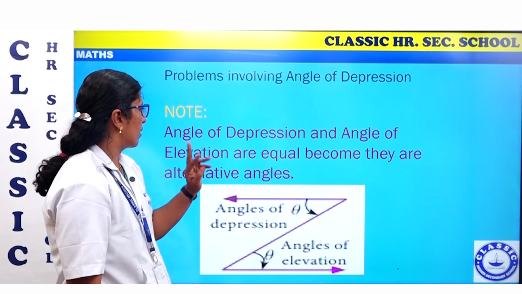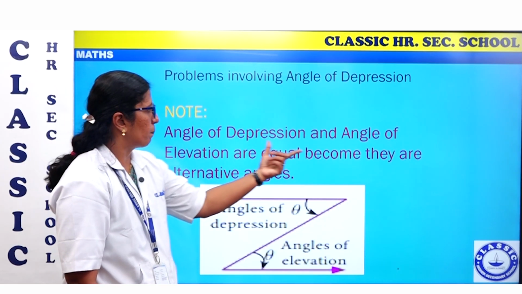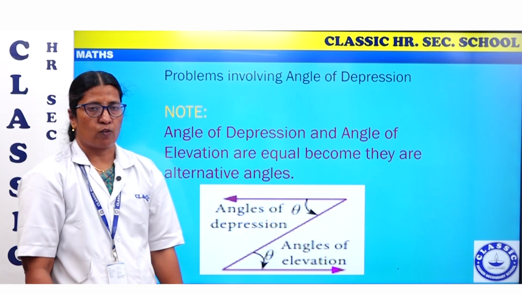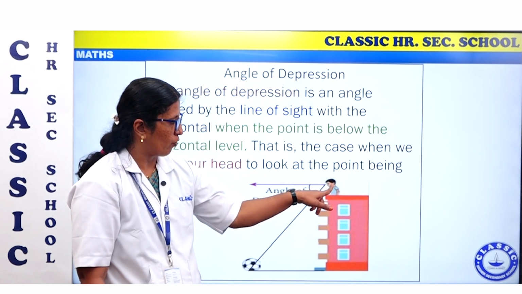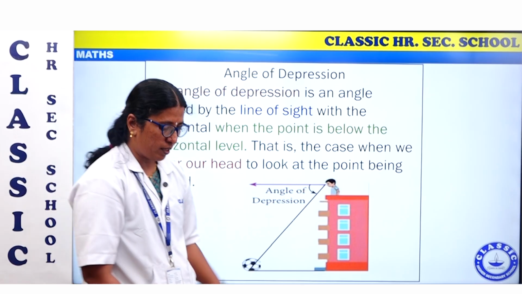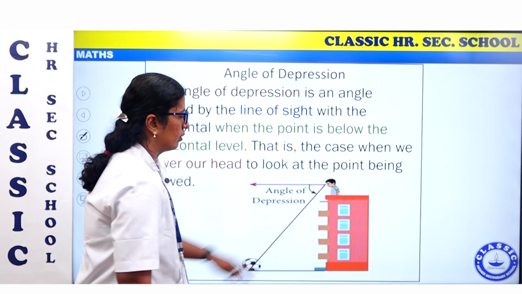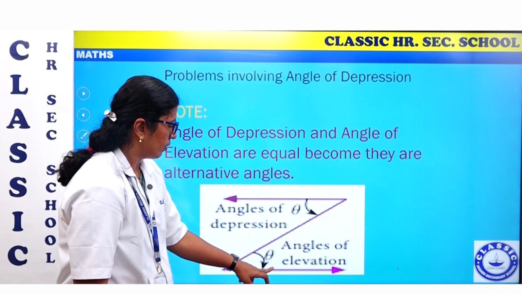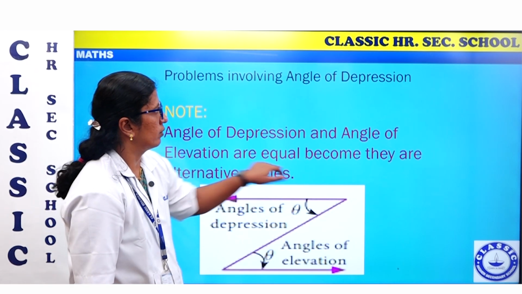And before that, note the condition. Problems involving angle of depression. First, kindly note this part. Angle of depression and angle of elevation are equal. Now look at this diagram. In the previous diagram, the boy is standing on the top of a building. That boy observed the ball downward. So this is the angle of depression and this part will change as the angle of elevation. That is, alternate angles are equal. Angle of depression and angle of elevation, so definitely these angles should become equal. Please kindly note down.